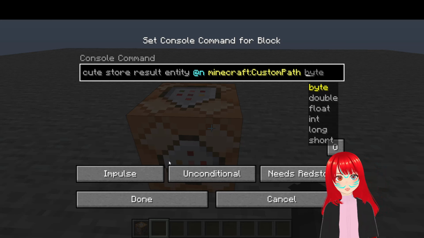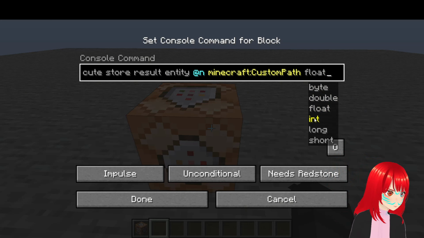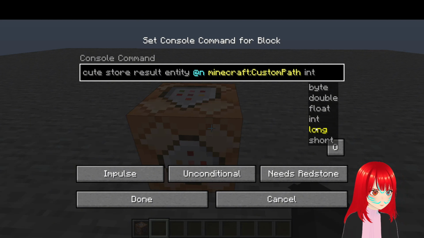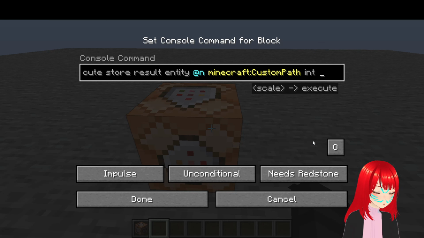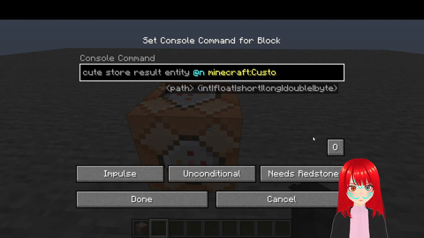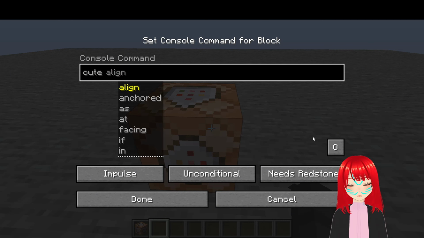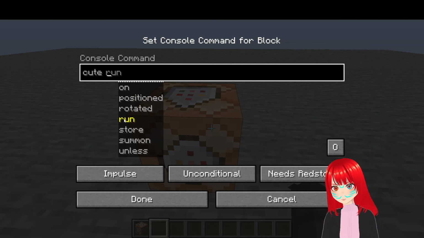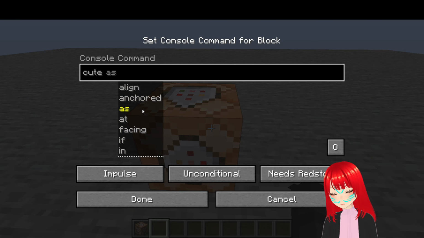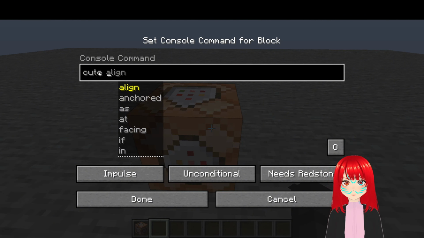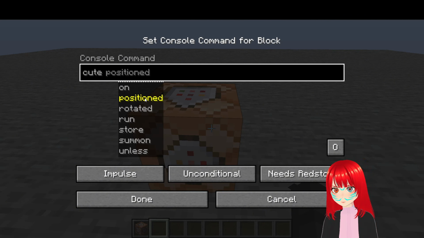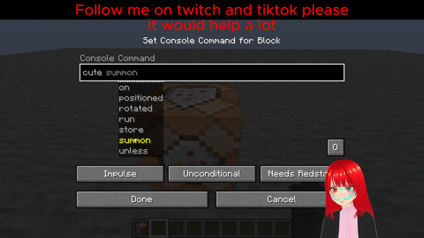But there's also double, float, this. It's integer, but they shortened it, I think. Long and short. This one's a good one too. So that's the basic versions of these, right? So, okay.